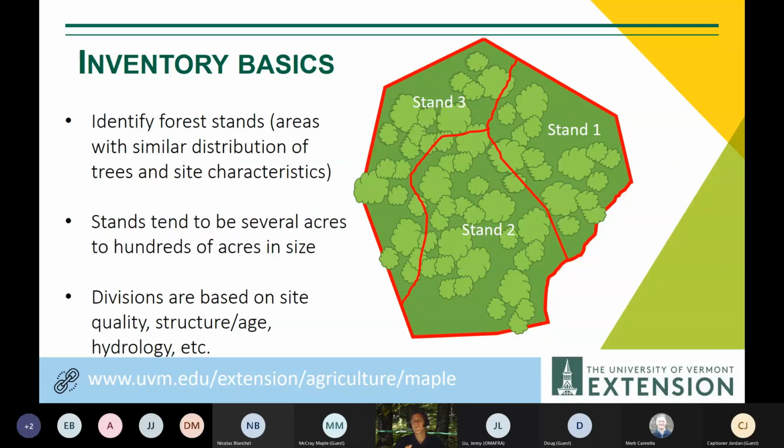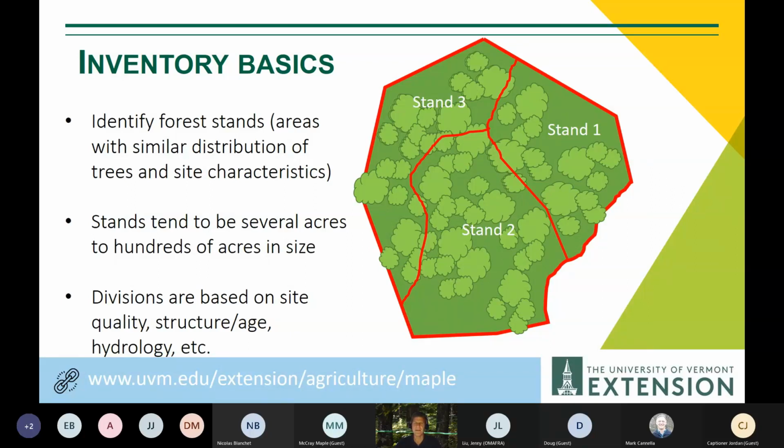There's no set rule for how many acres you would have to make a stand. It's probably on the order of several acres there would be a minimum for a stand. You wouldn't want to have a stand that's 1 acre, maybe 10 acres, maybe 20. It really depends on the larger size of the property and then how much variability there is, how many different types of features are there and what the characteristics of the trees are in the stand.